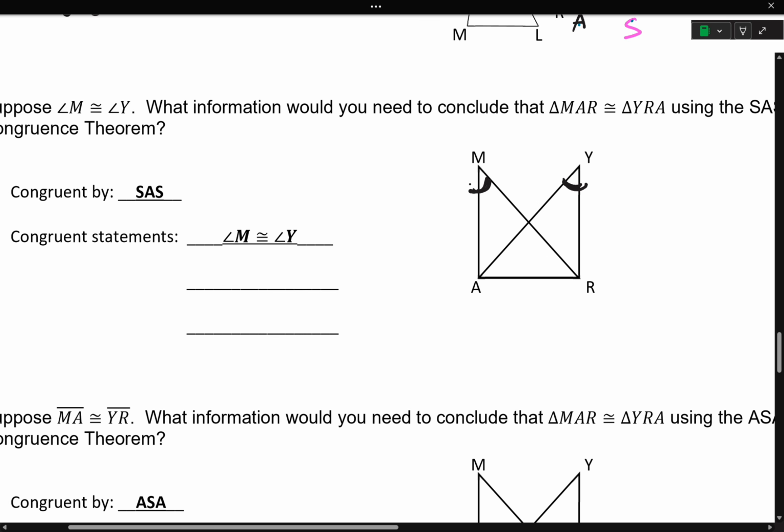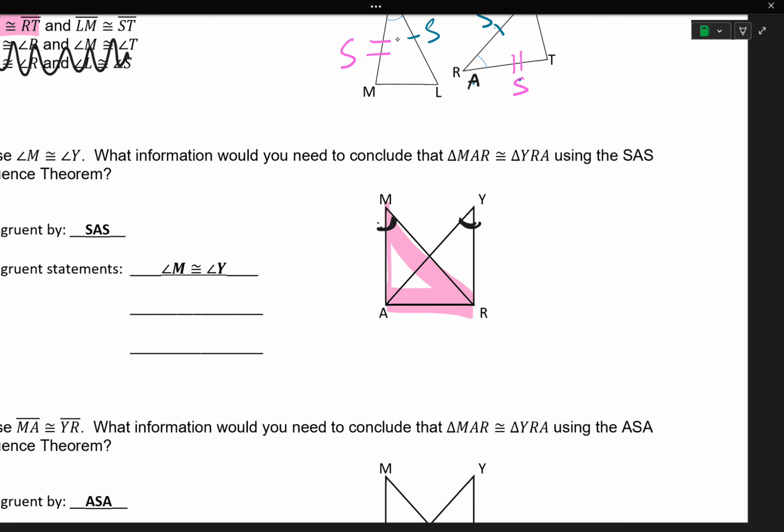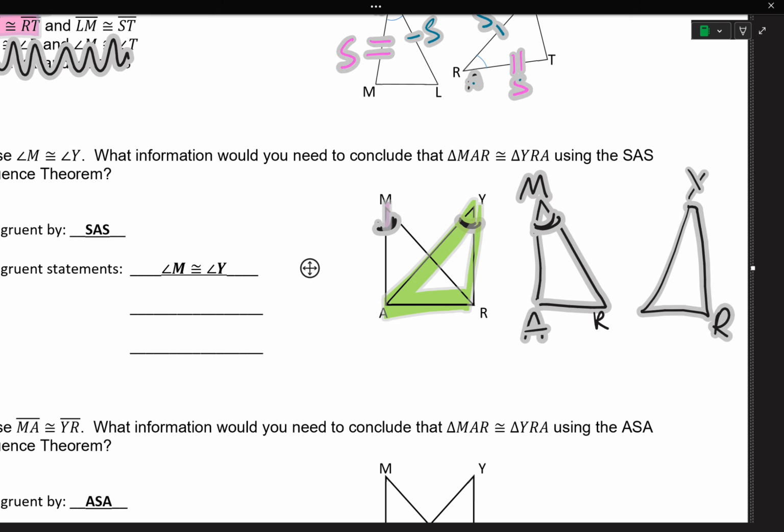Okay, so something I like to do when I see these overlapping triangles is to separate. And this is what I mean. One of the triangles is right here. I'm going to draw it. M, A, R. The other triangle I see is YRA. I'm going to draw it here as well. It's not going to be perfect, but that's okay. It's just to help me see.